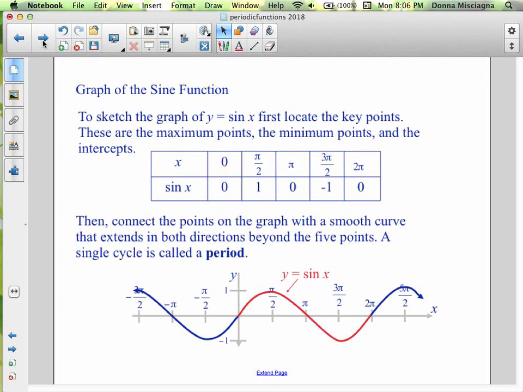The graph of the sine function. To sketch the graph of y equals sine x, we're going to locate the key points. They are our maximum and minimum values and intercepts: (0, 0), (pi/2, 1), (pi, 0), (3 pi/2, -1), and (2 pi, 0). Then we'll connect the points on the graph with a smooth curve that extends in both directions beyond the 5 points. Put a little arrow, because we're going to be graphing just one period.